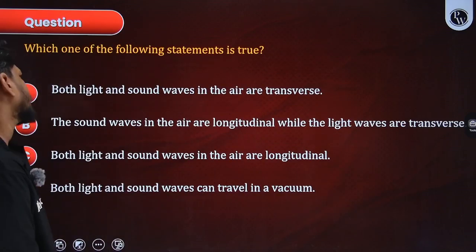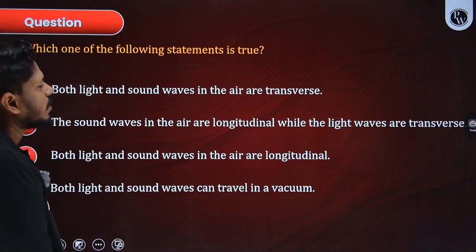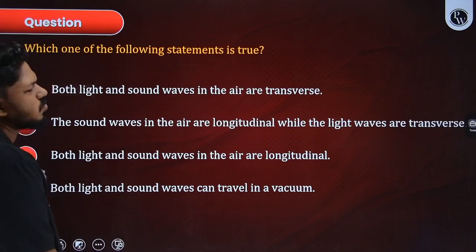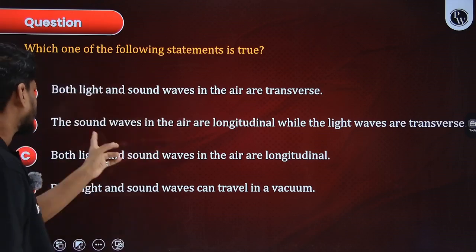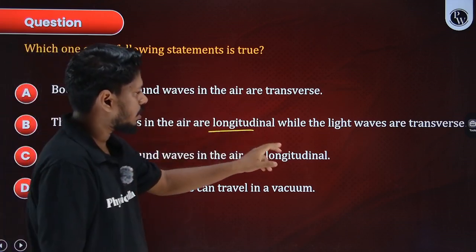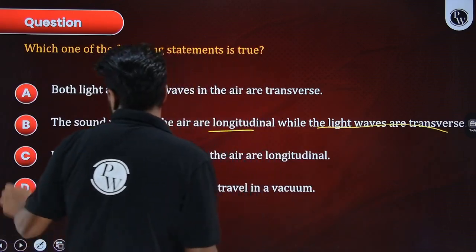Which of the following statements is true? Both light and sound wave are transverse. No sir, light and sound are not both transverse. Sound is a longitudinal wave, light is a transverse wave. Sound waves in the air are longitudinal, light waves are transverse. This is the correct statement.